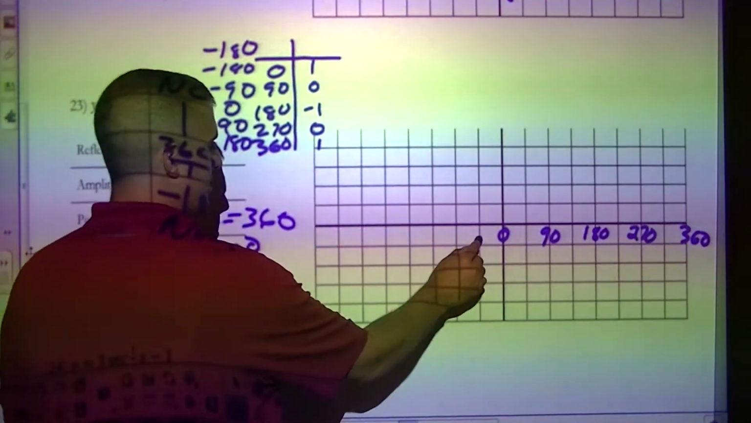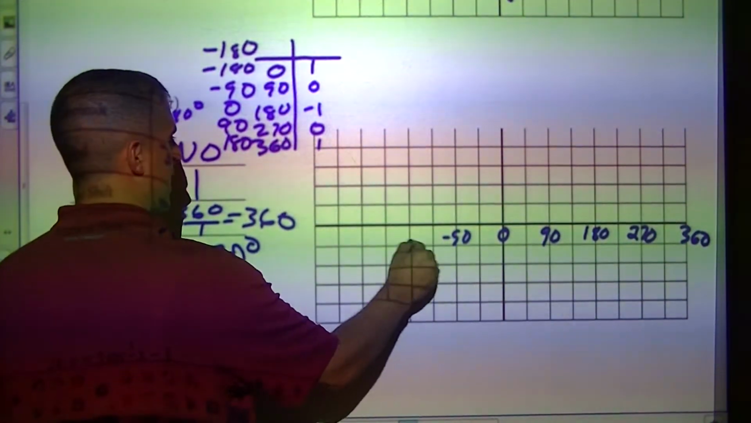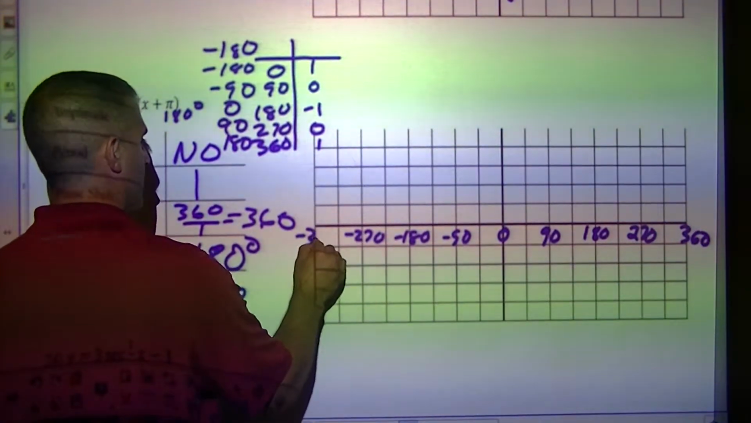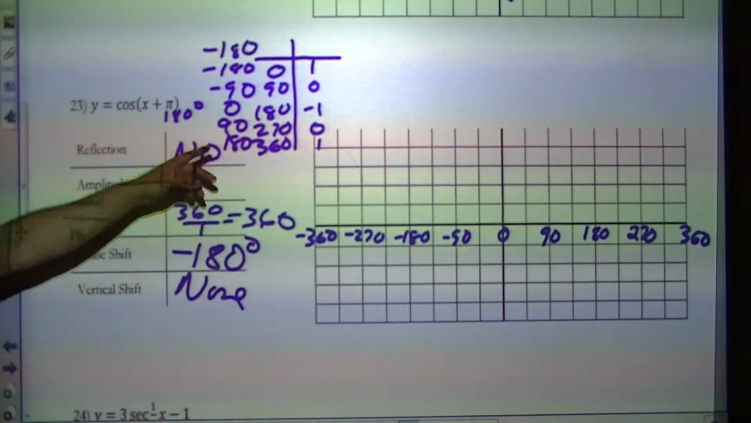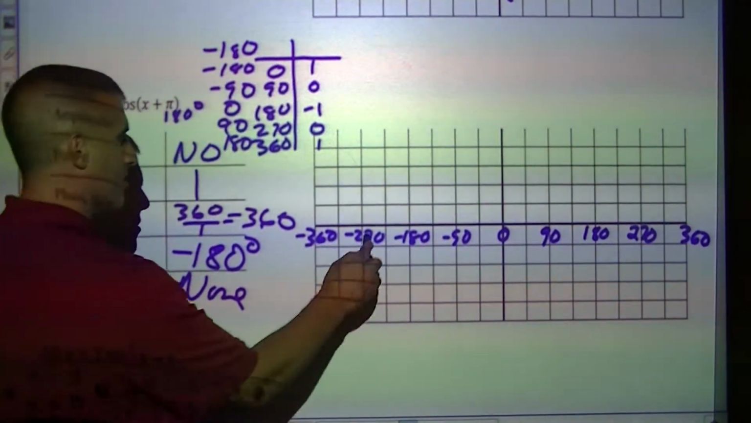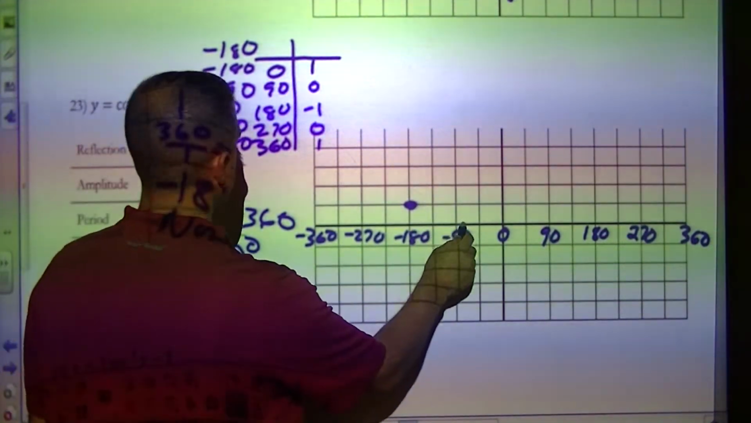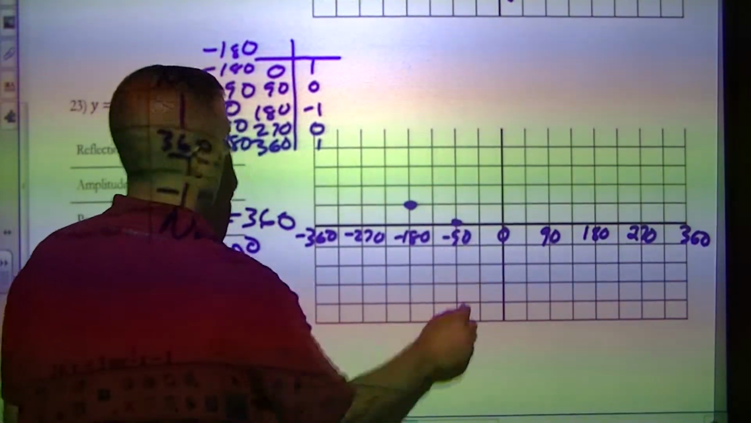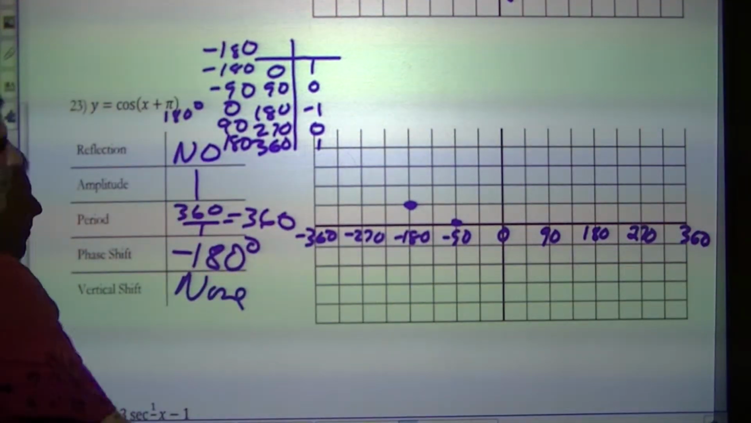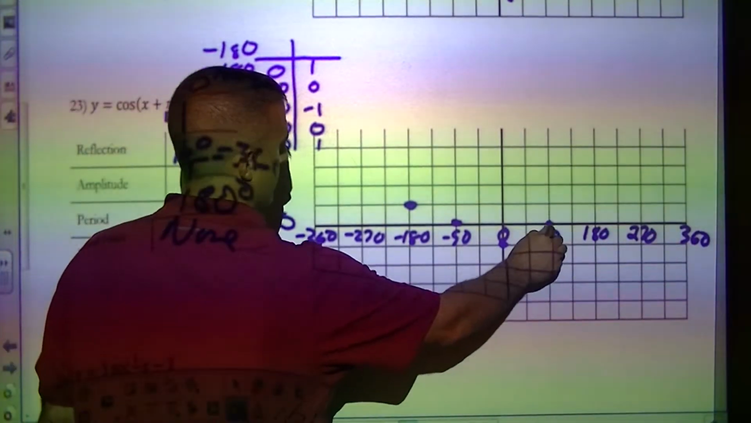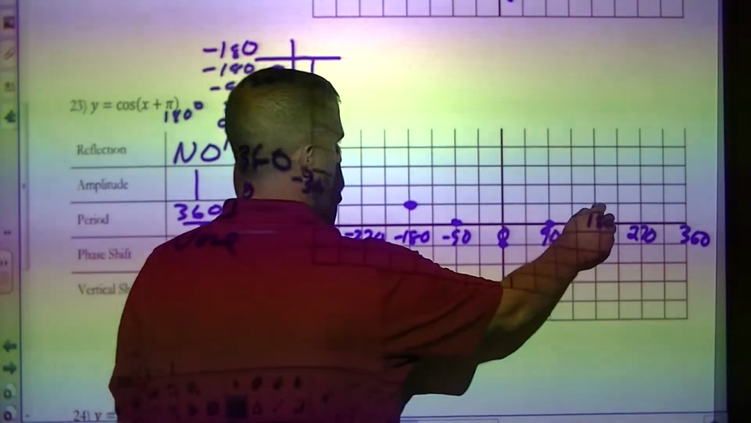Moving the other way, that's going to be -45, -90, -180. Okay, -270, -360. All right. So at -180, I'm going to be at 1. Okay, at -90, I'm going to be at 0. At 0, I'm going to be at -1. At 90, I'm going to be at 0. And 180, I'm back up at 1.